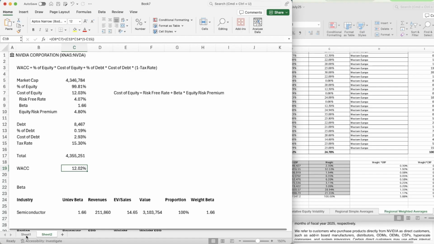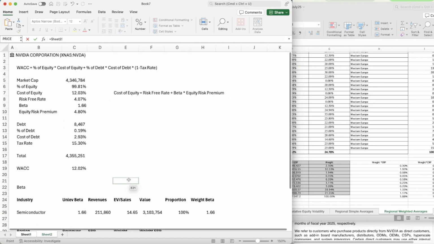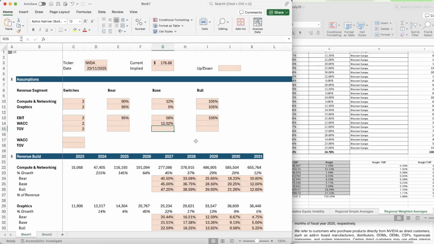Okay, come back onto the main spreadsheet. We put our WACC in here. And on the bearish case, we take the base and we add on, because the higher the WACC, the riskier, the more bearish you are. Same with the bull, but we just subtract 0.5%, to give us a lower WACC.